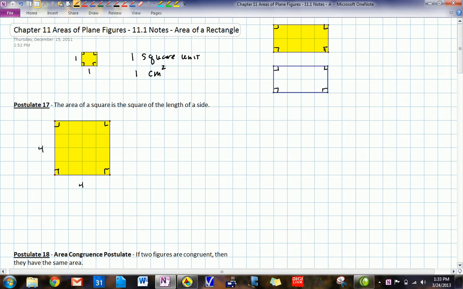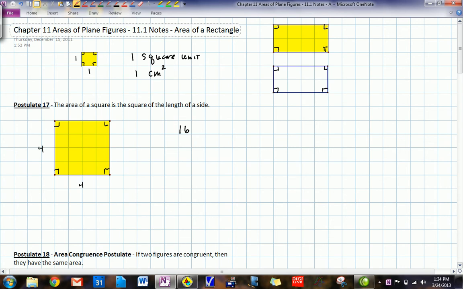All right, in this section there are 3 postulates. We're going to start off with postulate 17, which says that the area of a square is the square of the length of a side. All right, so take a look at the square I've got here, which is a 4 by 4 square. So one way to figure out the area is count how many of those little square spaces or boxes are there in that figure. And if you count them, you'll see that there's a total of 16.